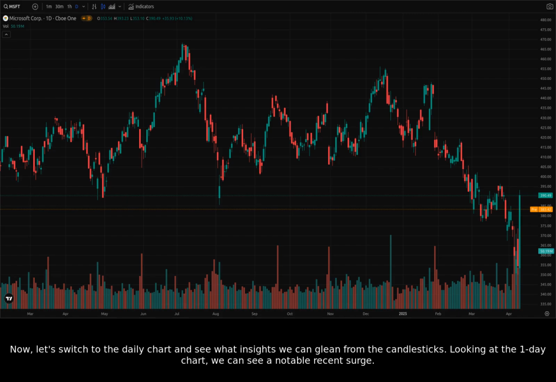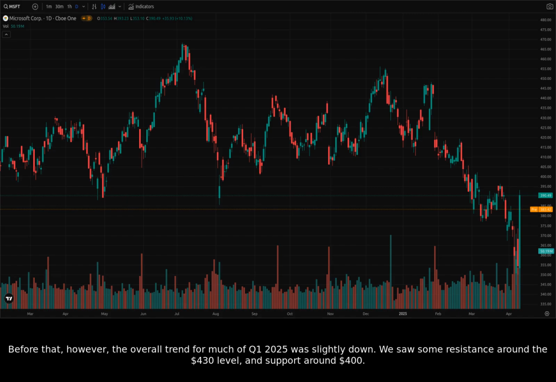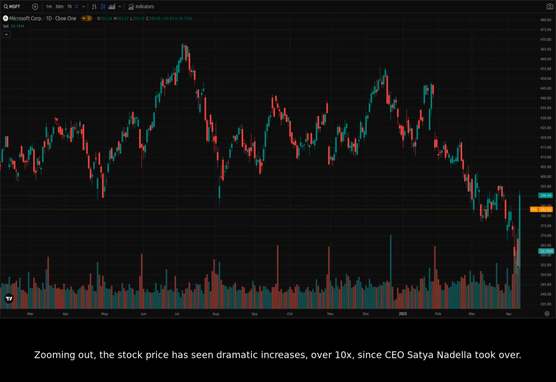Looking at the one-day chart, we can see a notable recent surge. Before that, however, the overall trend for much of Q1 2025 was slightly down. We saw some resistance around the $430 level and support around $400. Zooming out, the stock price has seen dramatic increases over 10x since CEO Satya Nadella took over.